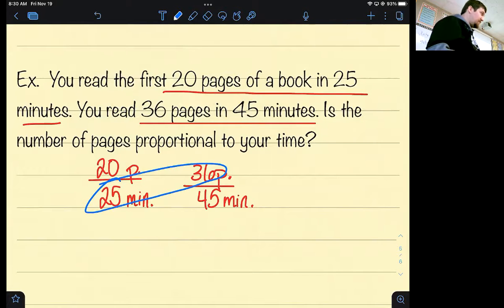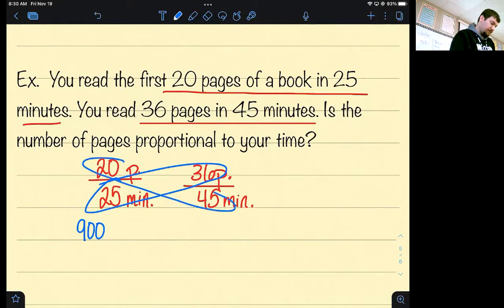Ella, what's 25 times 36? Get a calculator. Rayleigh, do you have a calculator over there? Getting one. Maddie, what'd you get? 900. Okay. And then Maddie Yentez, what do you get for 20 times 45? Ah, so are the reading rates the same? Yes, they are. They're proportional.